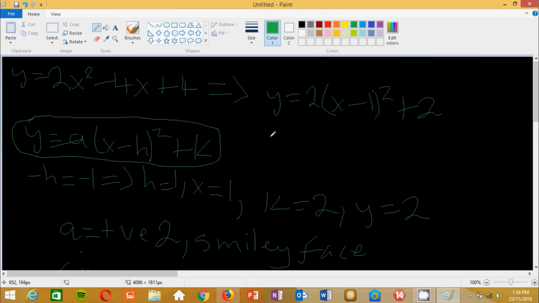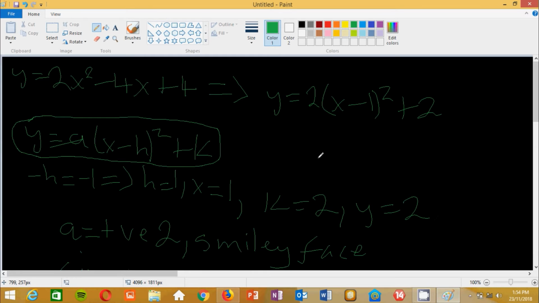So then this negative 1 is equal to this negative h, and then we solve for h, and we get h as positive 1 here, so the x-coordinate is simply 1. And then to get the y-coordinate of the turning point, we are simply going to take this k as it is and equate it to whatever we have outside here. In this case, k is 2, so the y-coordinate of the turning point is positive 2. If this was negative 4, then we would just say k is equal to negative 4, so the y-coordinate would be negative 4.